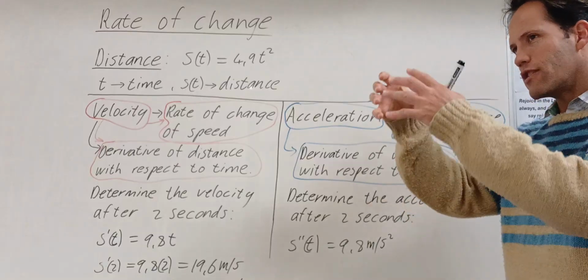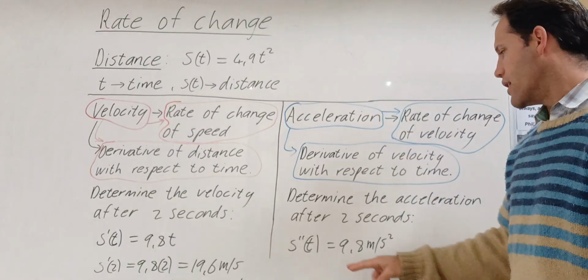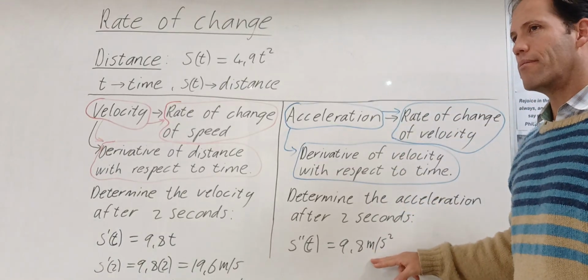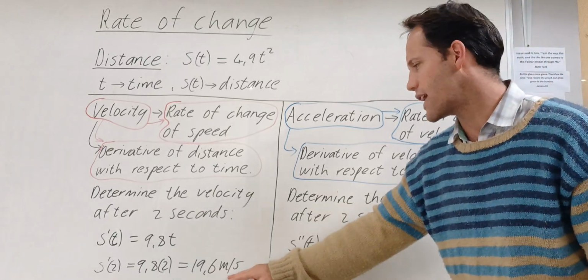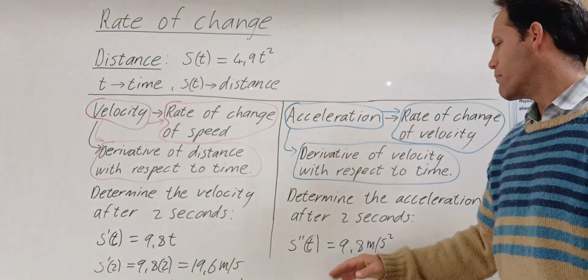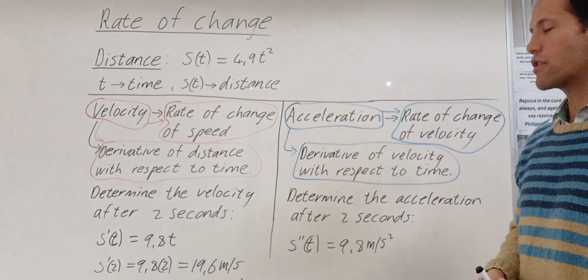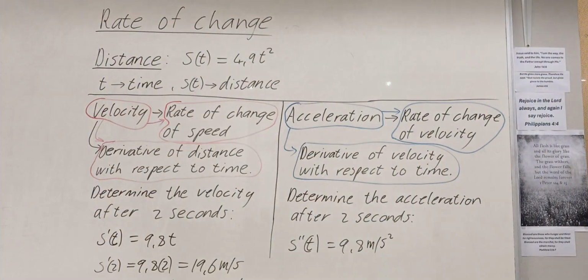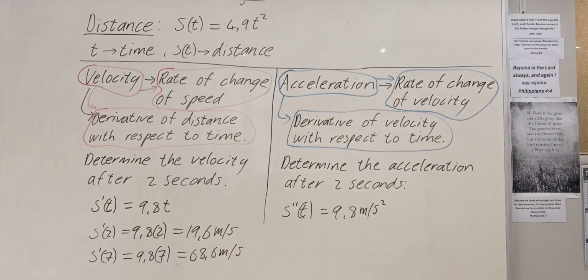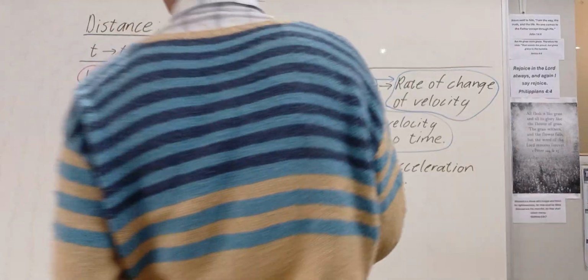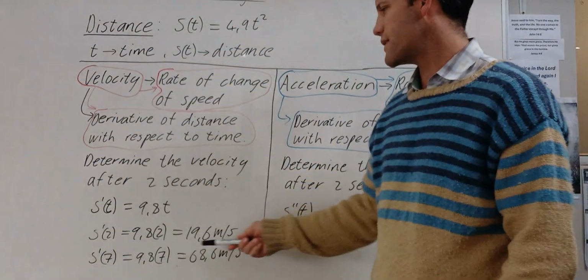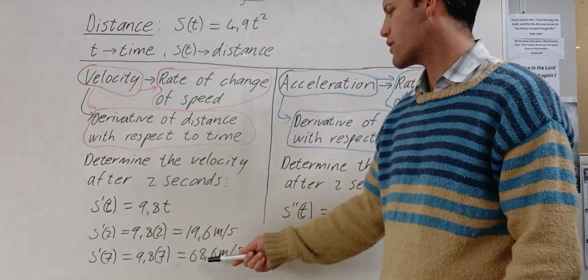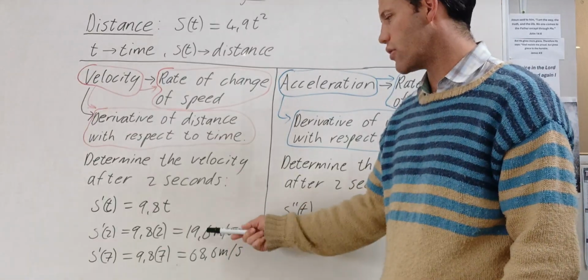Acceleration is how fast it is accelerating, basically. And that's going to be the same the whole time. It's not going to change. The speed is changing because it's accelerating, but the acceleration stays the same the whole time, 9,8 meters per second squared. So use double derivative to find acceleration. Right, so we got the velocity after 2 seconds, 19,6. After 7 seconds, 68,6, because it's changing the whole time.